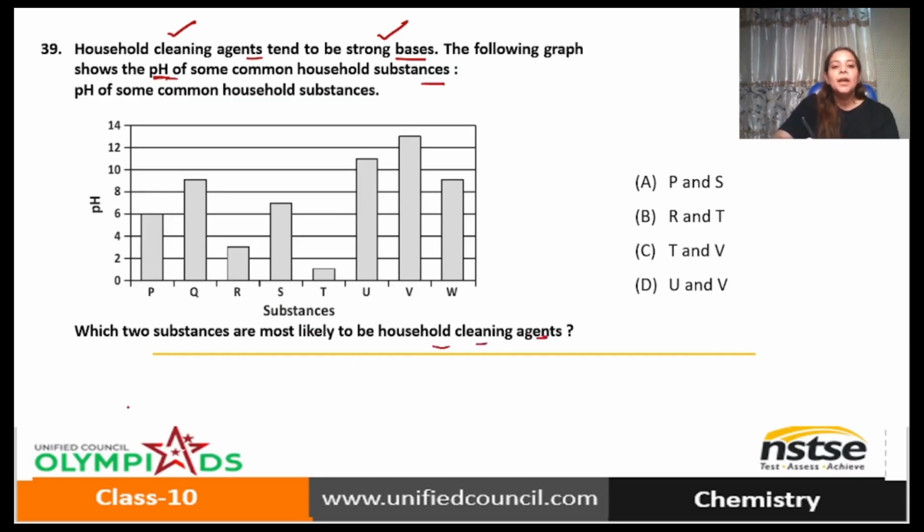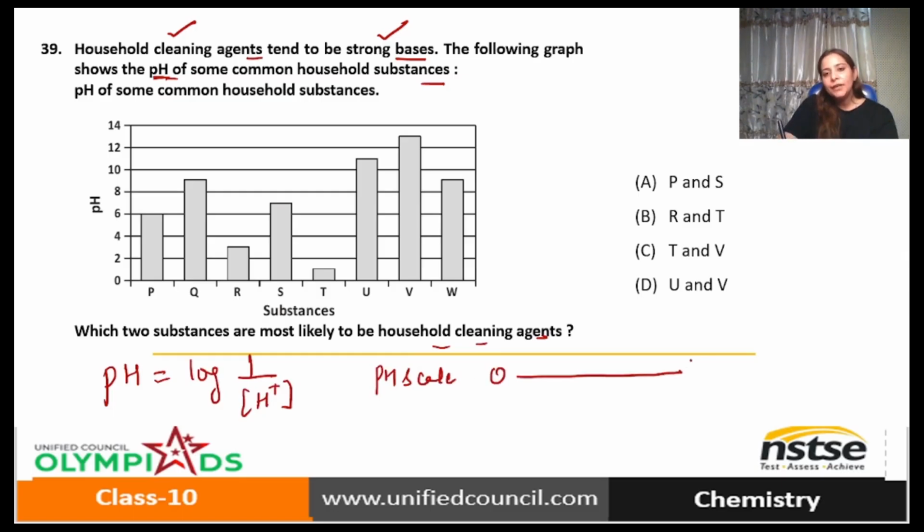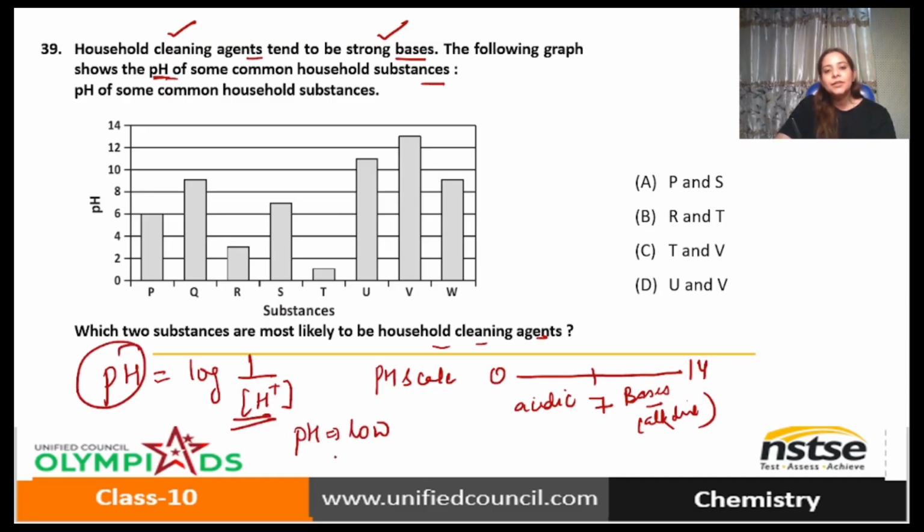Before we go ahead, I would like to tell you that pH is equal to the logarithm of the reciprocal of hydrogen ion concentration. We also have the pH scale, whose value ranges from 0 to 14, and the midpoint is 7. All those substances whose pH lies below 7 are acidic in nature, and the ones having more than 7 are said to be basic. Or we can say that all those bases which are soluble in water can be called alkaline as well. Now if the pH value is low, then the H ion concentration would be high.